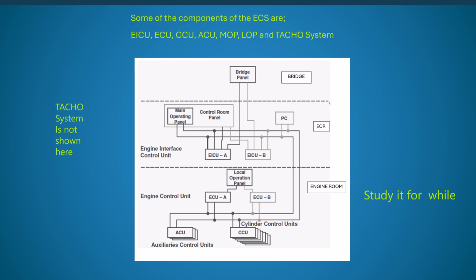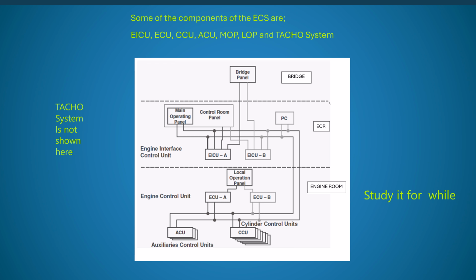For example, the tacho system we are not talking much about. I just told you there is a crankshaft sensor system, where we know the position of the engine unit with respect to the crankshaft. That we'll talk about a little later. So here you see some of the components of the ECS, engine control system: EICU, ECU, CCU, ACU, MOP, LOP, and tacho system. All of these are new terminology for marine engineers.